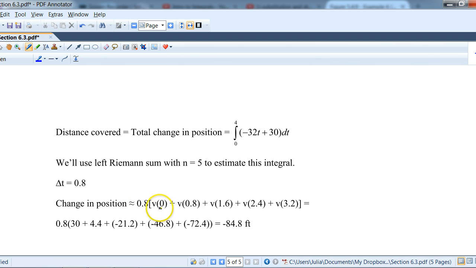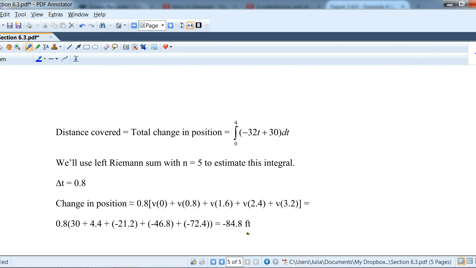0.8 with velocity works very similarly. V of 0 actually represents the position at 0. And we can keep adding 0.8. So V of 0.8 plus V of 1.6 plus V of 2.4 plus V of 3.2. And again, you can plug it into the velocity to get all these numbers. And altogether, we calculate the approximate position change as negative 84.8 feet.